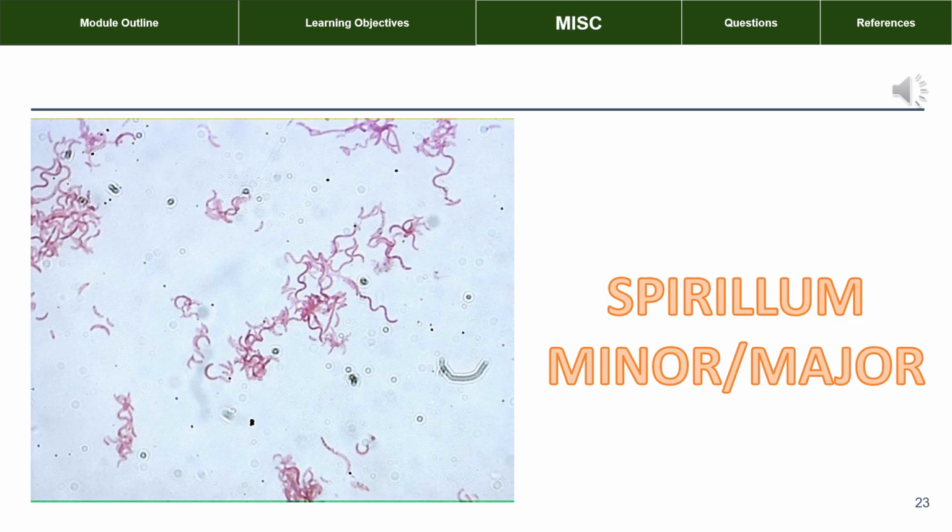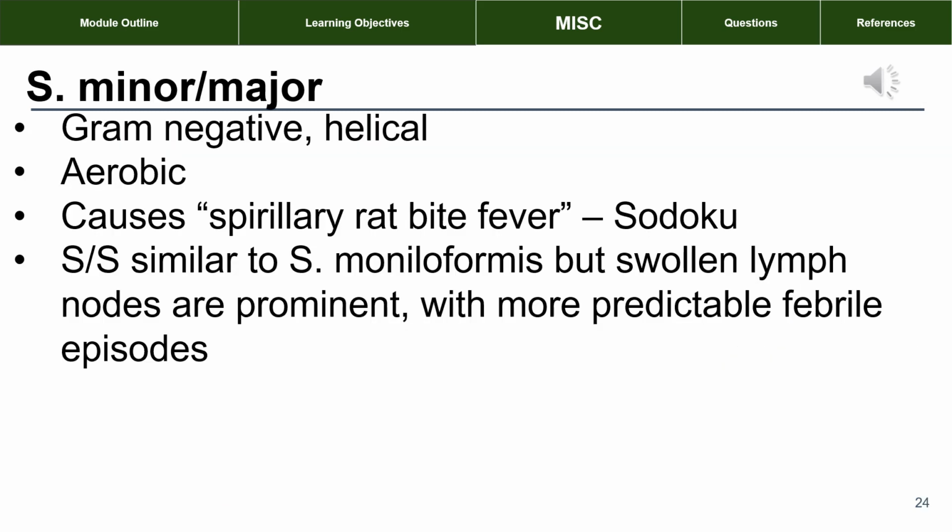Now we have our Spirillum minus or your Spirillum major. So as you can see in this photograph, it is very distinct in your gram stain. Your Spirillum minus and Spirillum major is a gram-negative helical bacteria. It is aerobic. And what you have to remember here is that it causes your spirillary rat bite fever or sodoku. So its signs and symptoms are similar to your S. moniliformis, but swollen lymph nodes are prominent. So it has more predictable febrile episodes.